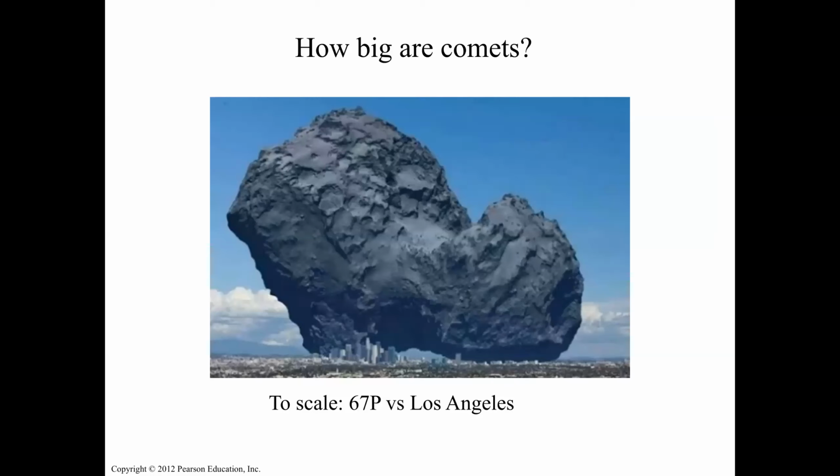Comets are bigger compared to asteroids. This is Comet 67P versus Los Angeles. If one of these comets came to the atmosphere, I don't know what would happen, but in general, comets are bigger than asteroids, and they have more ice compared to asteroids.